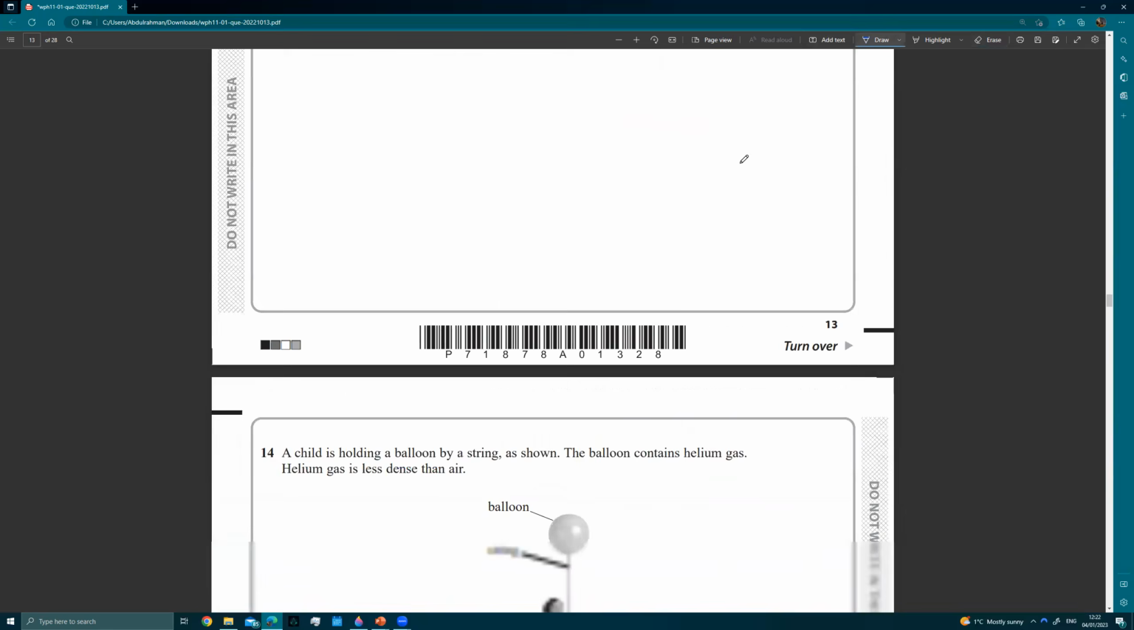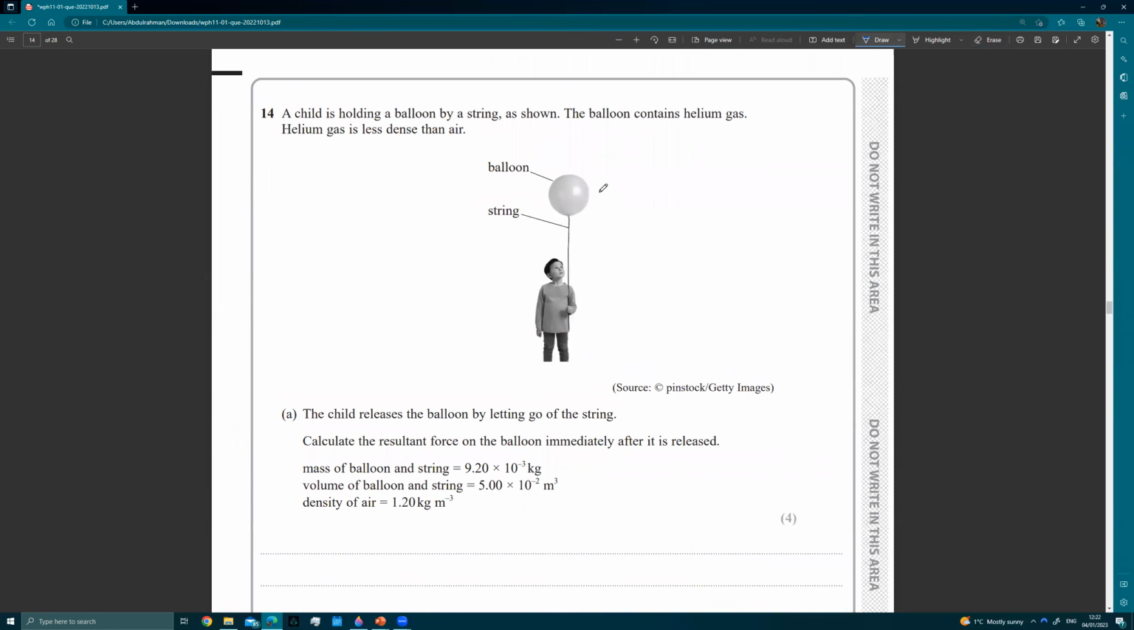So let's continue. A child is holding a balloon by a string as shown. The balloon contains helium gas. Helium gas is less dense than air.